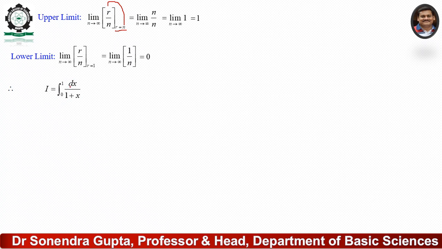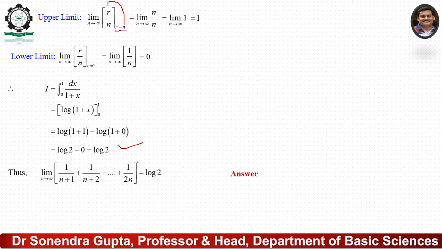Now we integrate 1 upon 1 plus x, which is equal to log of 1 plus x. Then we put in the limits, that means log of 1 plus 1, which is equal to log 2, minus log of 1 plus 0, that means log 1, which is 0. Then we get the value log 2, and this is your required answer.